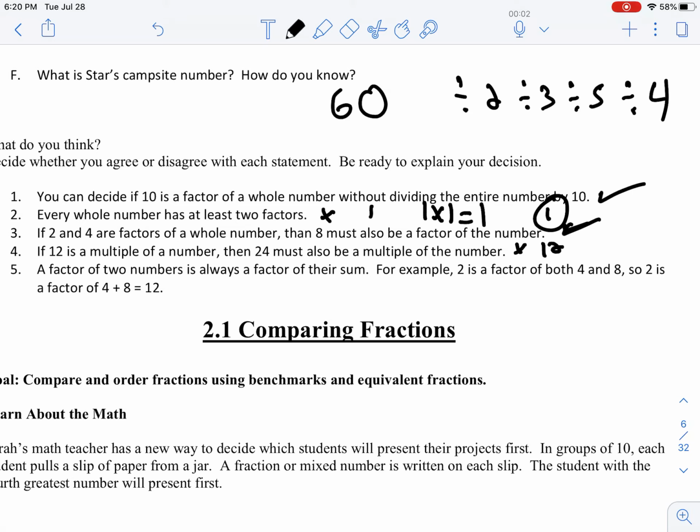Well, let's try another example. Let's go 17. Okay, 17 goes into 17, but if I go 1 plus 7, I get 8, but that's not a factor. So there's a counterexample. Okay, so based on that review, hopefully you understood what we're getting into in this chapter.